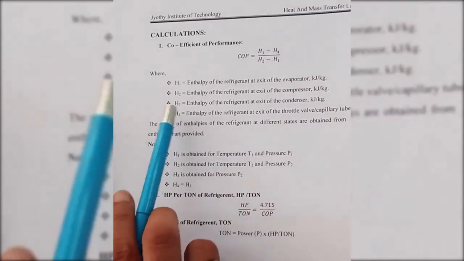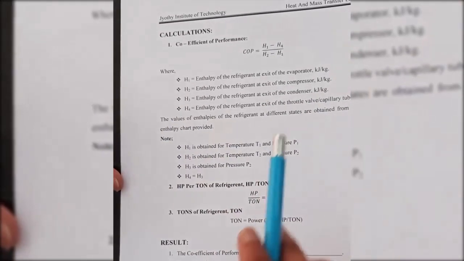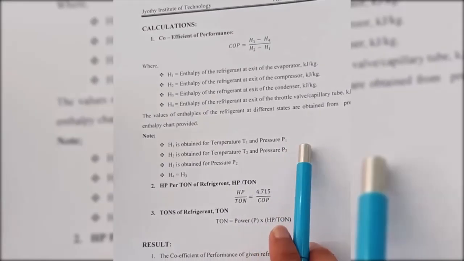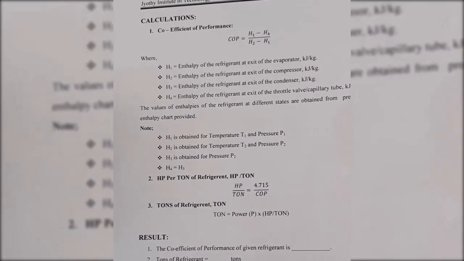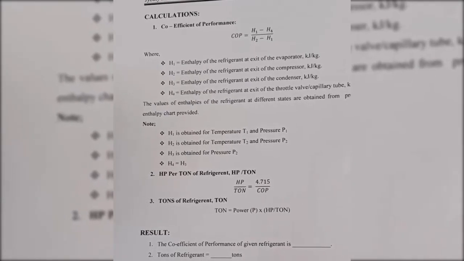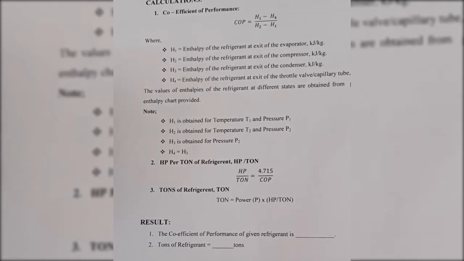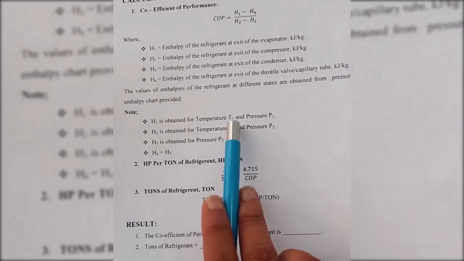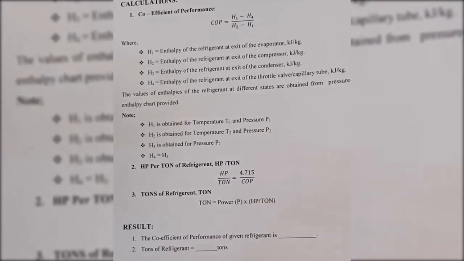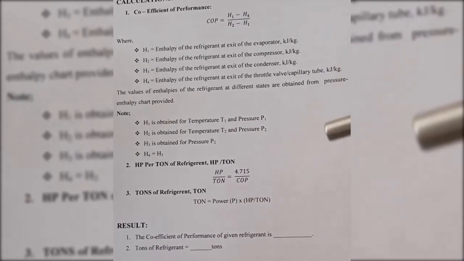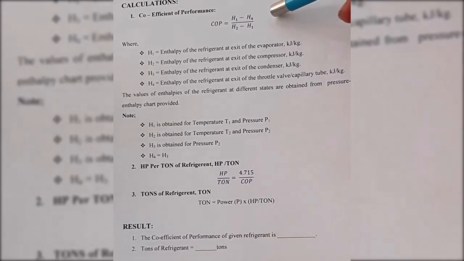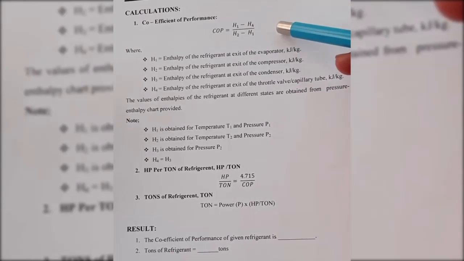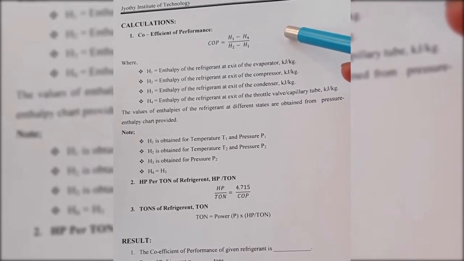These enthalpies can be extracted with respect to the respective temperature and pressure values, using a chart, or from the thermodynamic data handbook. The H1, H2, H3 and H4 values are extracted for the respective T1, T2, T3, T4 and P1, P2, P3, P4 values from the data handbook, and substituting these values here, we get the COP value. That COP value will be between 1.2 and 2 for a vapor compression refrigeration system.